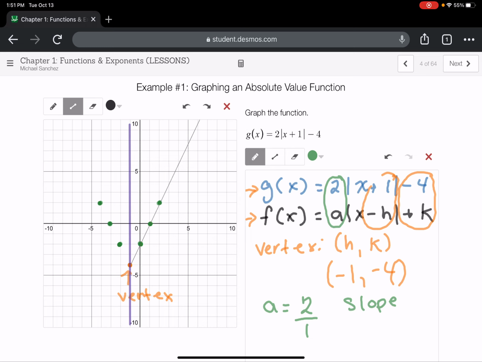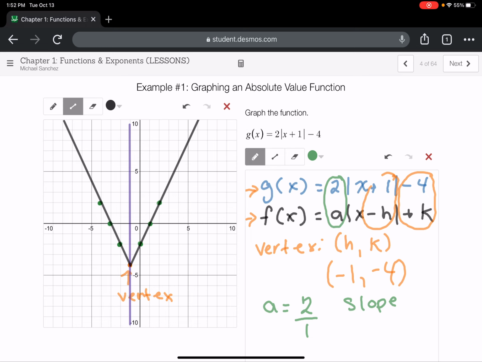And I can see my V shape is going this way. We need it to be a perfect, symmetrical V shape. So I'm going to use my straight line tool to draw my function. So the graph of the absolute value function, the absolute value of x plus 1, minus 4, is this in black.